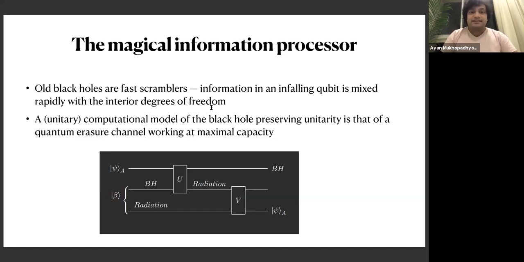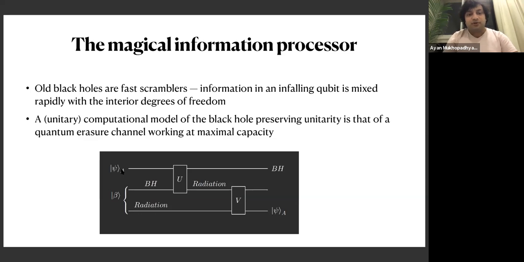Now, to understand how a black hole actually works, one can make a nice computational model. It's not a physical model, but it's some kind of a quantum circuit-like model. So, basically, one can think of it like a quantum eraser. Here is an infalling qubit into the black hole, which is psi A. And this is the state of the black hole at Page time, which involves the black hole interior and the Hawking quanta that have been emitted out. And these are in some state beta. It's in a pure state beta.